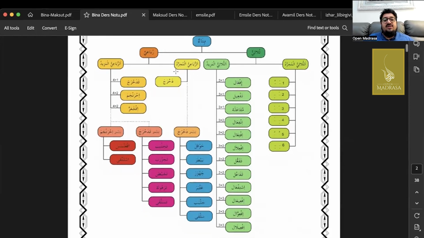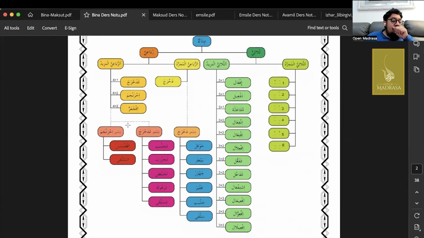Then he's got the Ruba'i Mujarrad. And then he's got the Ruba'i Mazid, 1 and 3. And then he's got the Mulhaq bil Ruba'i. And what he does interestingly in Bina al-Af'al is at the end of the breakdown of the Abwab, he'll mention the Mulhaq, but he won't explain what it is.